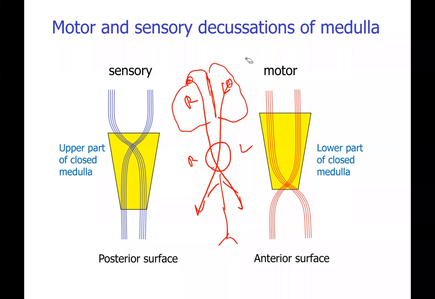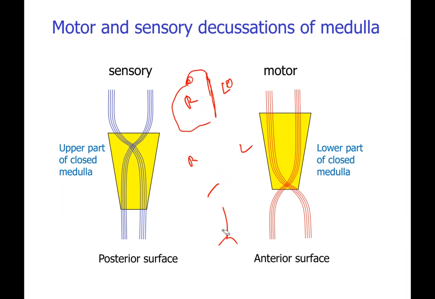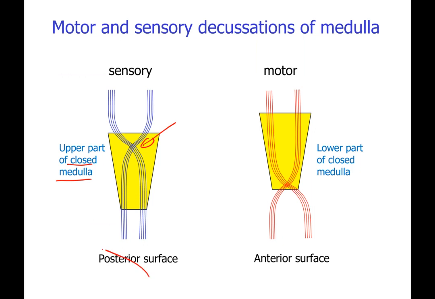Now, therefore, these motor and sensory tracts have to cross to the opposite side. Both motor and sensory have to cross to the opposite side. Now, this crossing takes place in the medulla. If you take the closed medulla, in the upper part of the closed medulla, the sensory tracts cross. Not all sensory tracts. Some of the sensory tracts cross at the upper part of the medulla. Some sensory tracts cross below the medulla, at the spinal cord level.